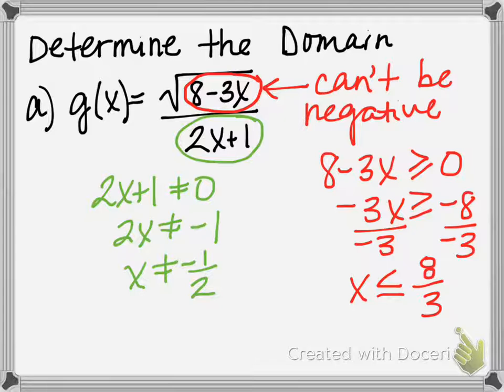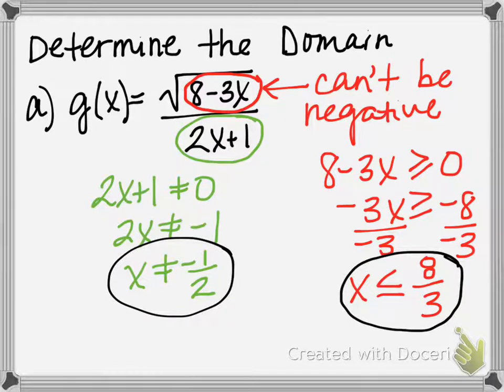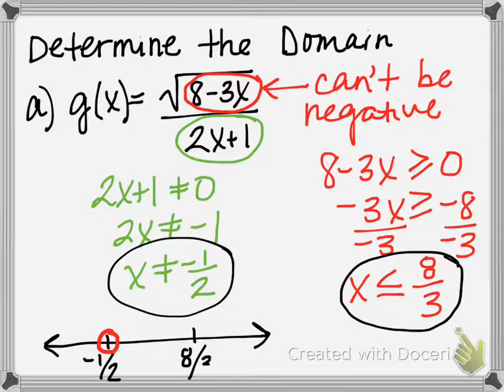So we have two sets of restrictions. x cannot equal negative 1/2, and x must be less than or equal to 8/3. And we want to write all of those possible values as an interval. So I recommend that you draw this on the number line first to help you write this in interval notation. So if we were to have negative 1/2 here, x cannot equal negative 1/2. So I'm going to put an open circle there to indicate that I cannot have negative 1/2. And 8/3 would be over here somewhere.